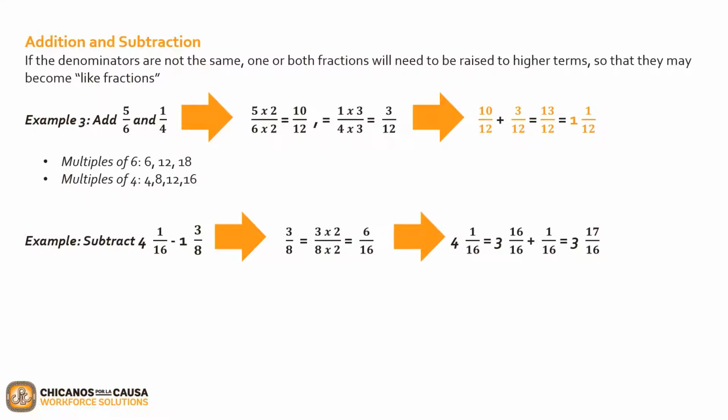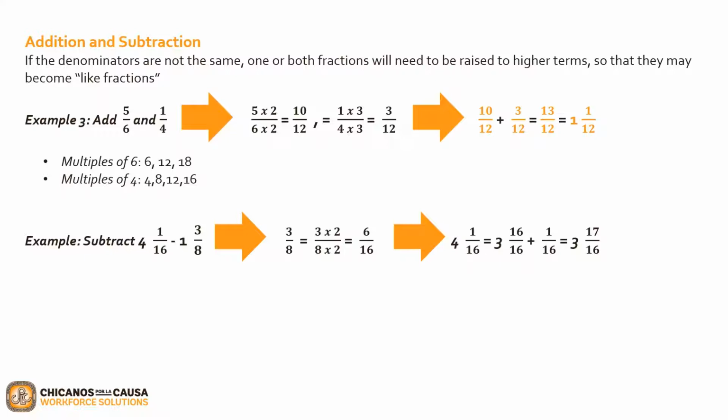So now we have a new problem. We actually have 4 and 1 over 16 minus 1 and 6 over 16, which we actually know is going to now be 16 over 16 and 1 over 16. We are going to subtract the 1 from the 4, the whole numbers, which gives us 3. The fractions then leave us with 17 over 16.